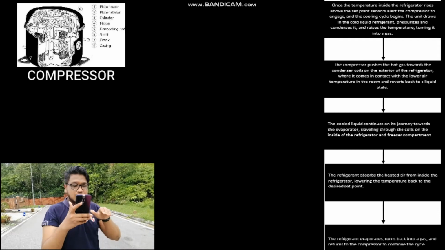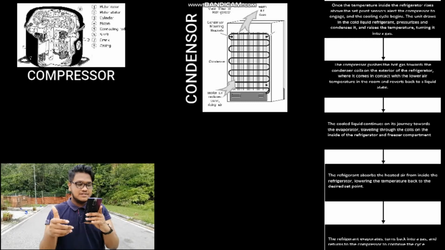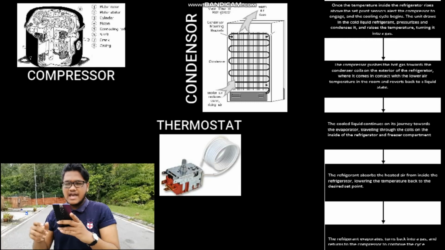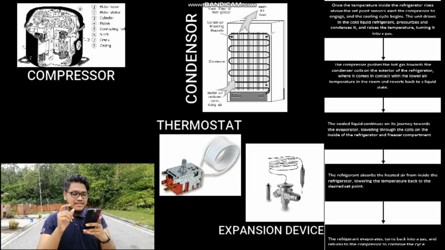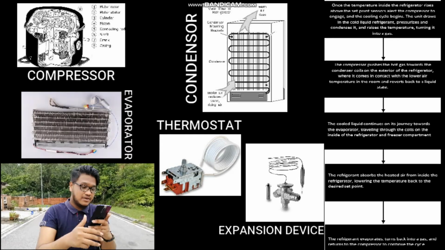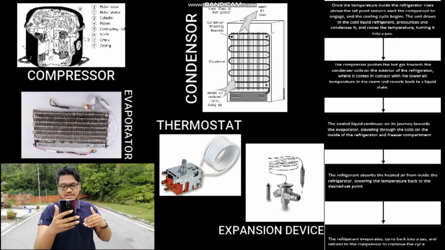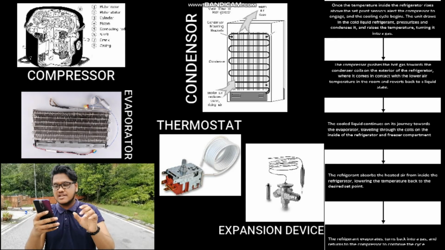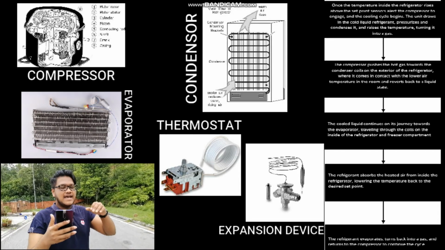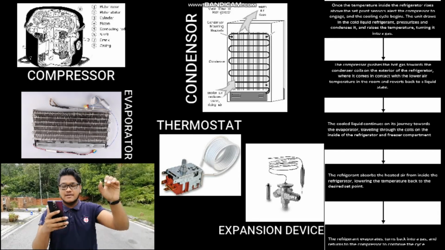This is then pushed towards the condenser coils on the outside of the fridge, where it meets room temperature and becomes liquid again. Now this cool liquid goes to the evaporator through the coils on the inside of the fridge, and the refrigerant then absorbs the heated air from inside and releases it back to the surroundings by evaporation.